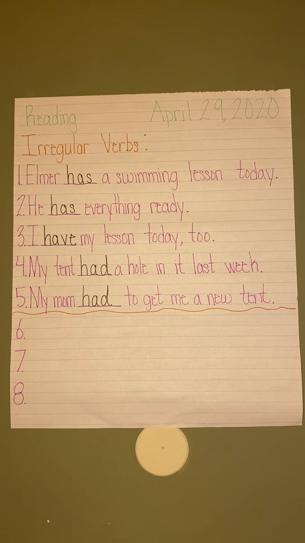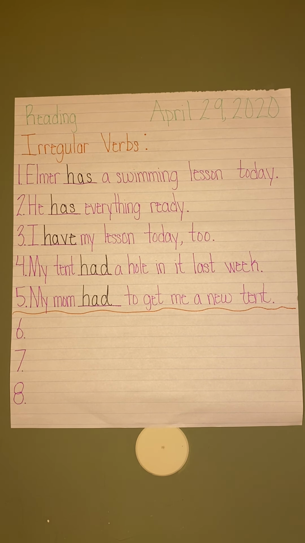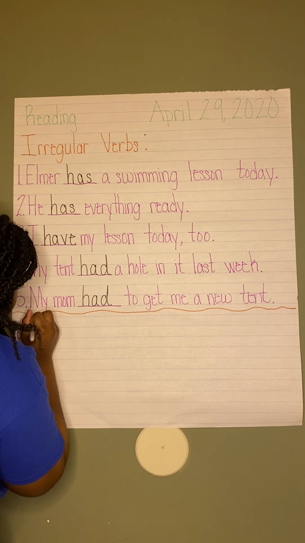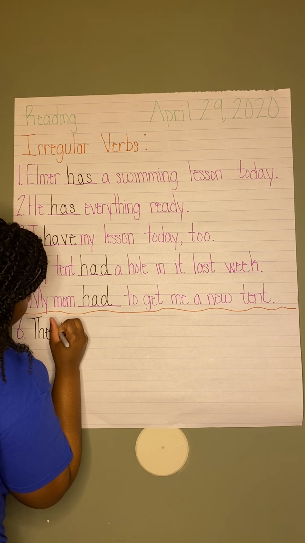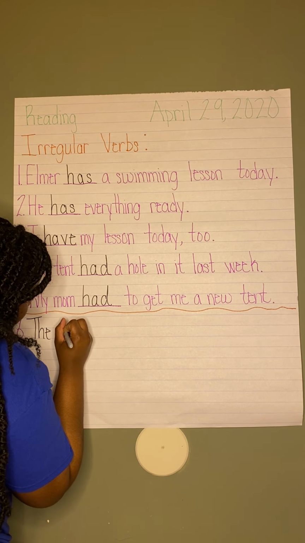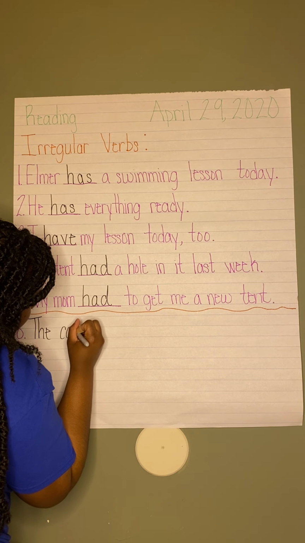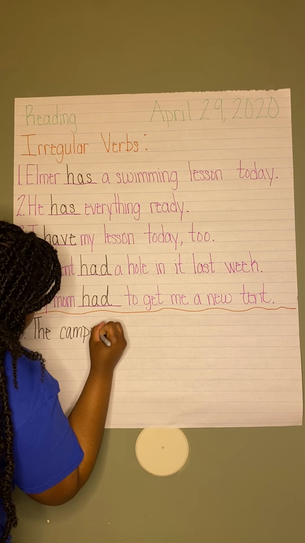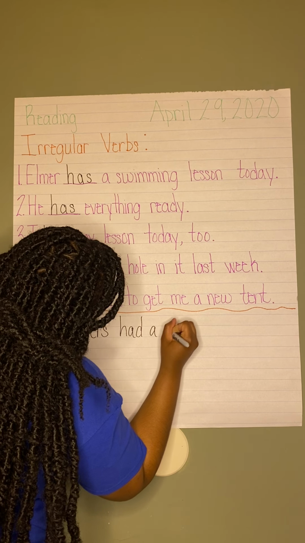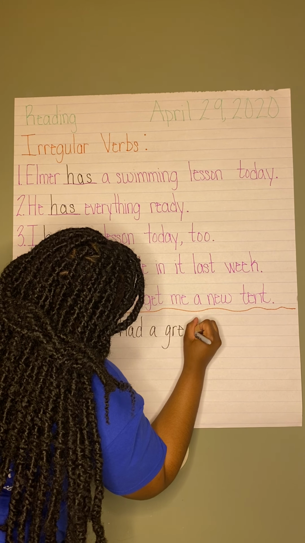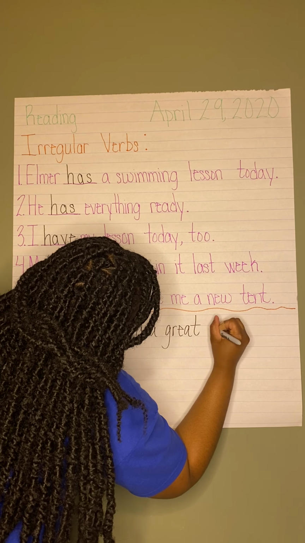So what verb did I use? If I said the campers had a great trip, what verb did I use? Had is correct. So I'm going to write for number 6, the campers had a great trip. Again, your sentence doesn't have to be the same as mine, but you can always just use the one that I wrote. So I'm writing the campers had a great trip.